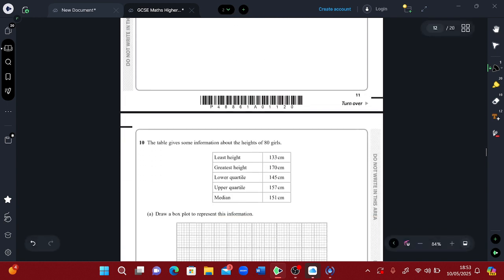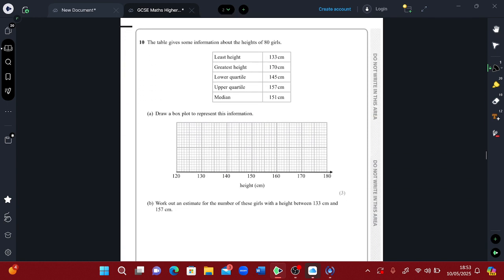Okay, let's move on. Box plots, cool. Quite a straightforward one, this one. It gives you all the information here. So you just need to know what a box plot looks like. So let's plot the information here. So the least height is 133. So you need to work out what each square represents. So 133, there's 10 squares. So that means one square is simply going to be 1 centimetre, right? So 133, want to go 3 squares over.